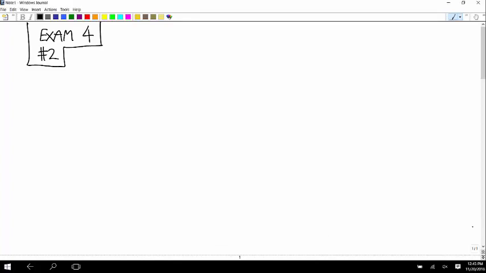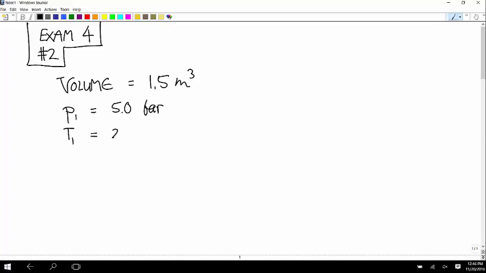Okay, so number two, you have a rigid tank with a volume of 1.5 cubic meters, and it's filled with steam. And initially, you have a pressure at instant 1 of 5.0 bar and a temperature 1 at 240 degrees Celsius.